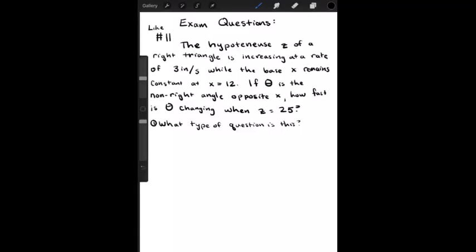I'll let you just read the rest. Okay. Whenever you have a word problem, the first thing you want to answer is, what type of problem is this? How are we going to approach this? So with this setup, what type of problem are we looking at?